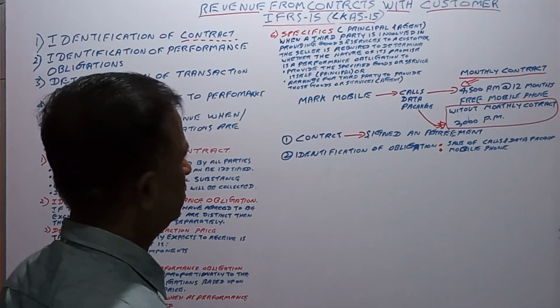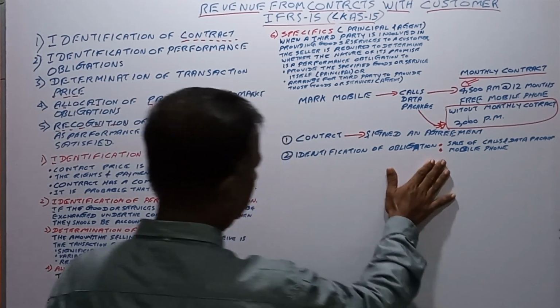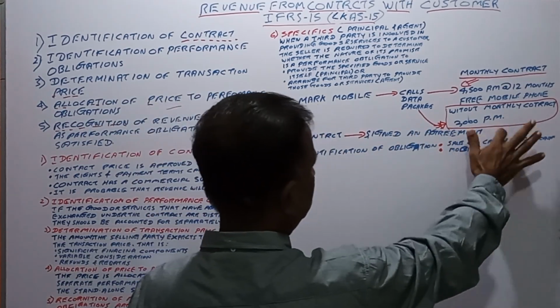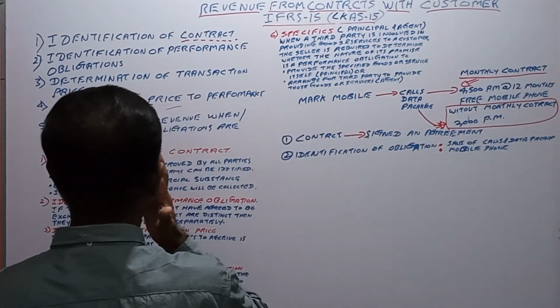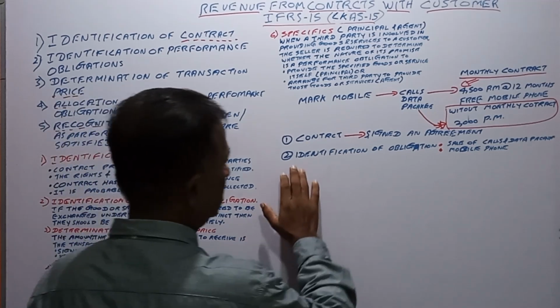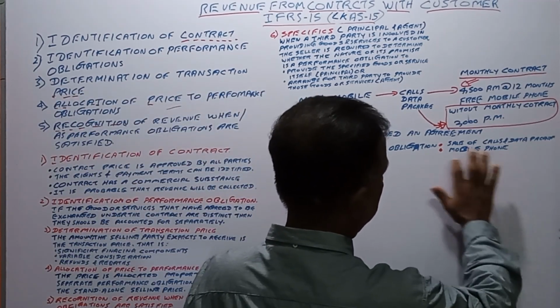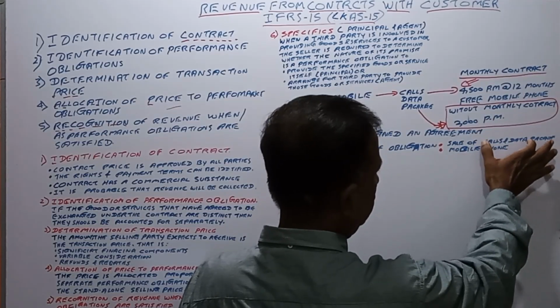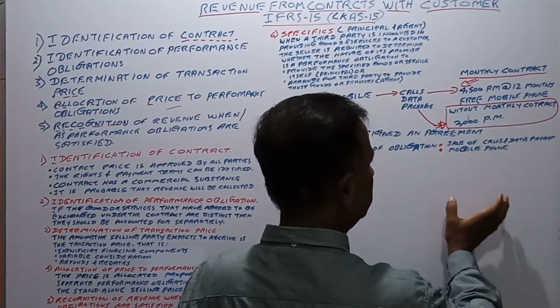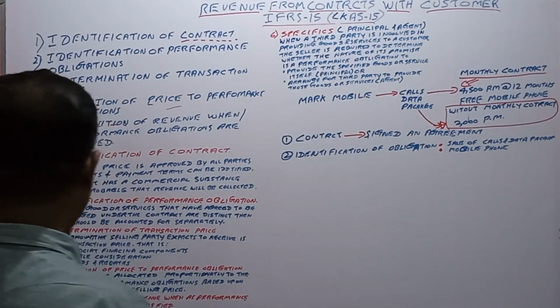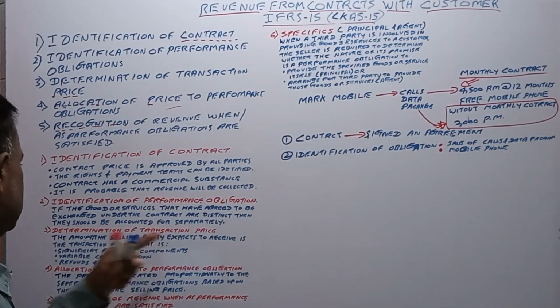Identification of obligation. Yes, we have identified the obligation. Contract: yes, we have signed an agreement, that is the contract of sale. Yes, sale of calls and data package is one obligation. Second obligation is the mobile phone. Right. Determination of transaction price.